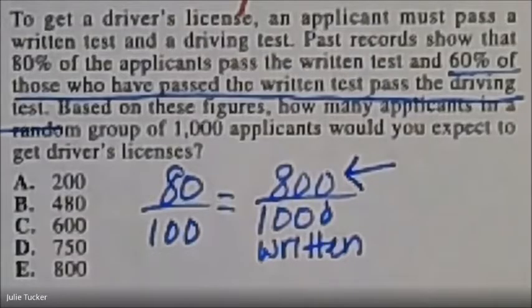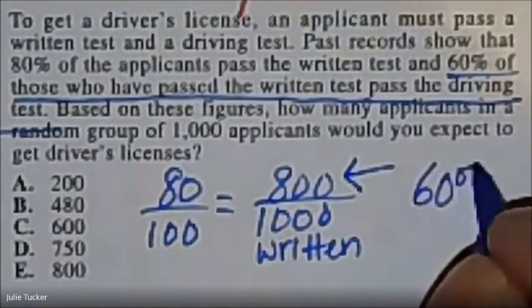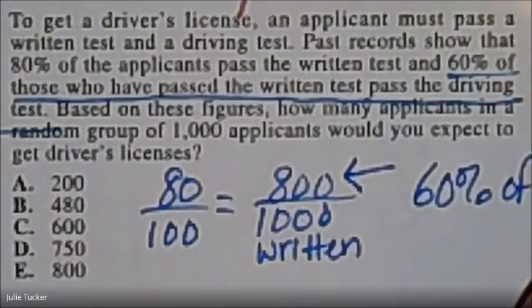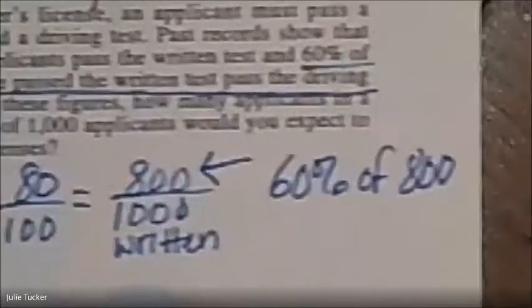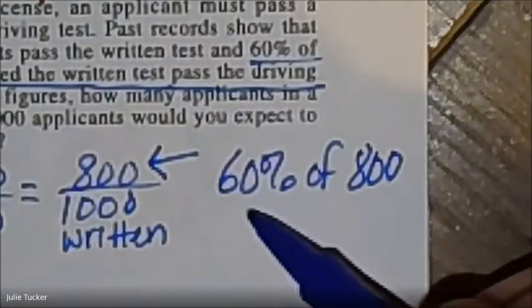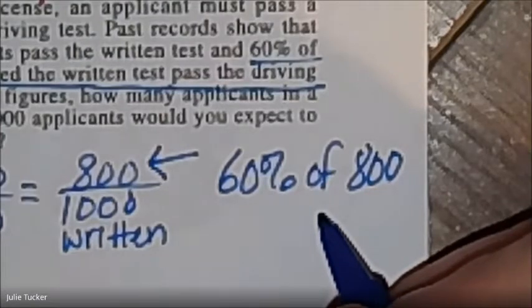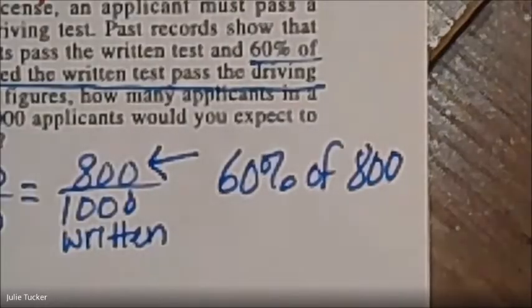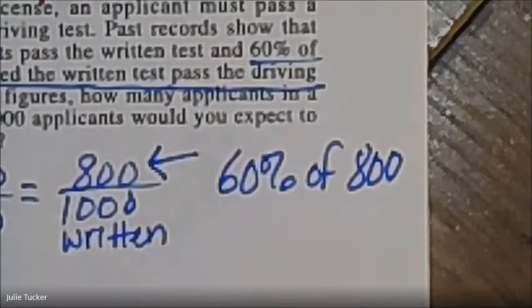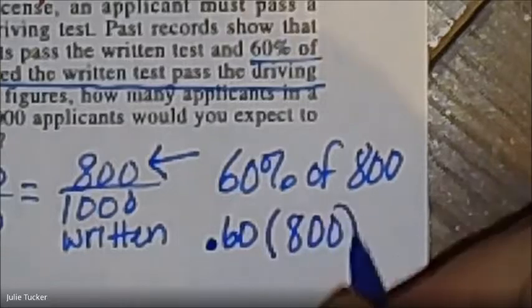No, you can't cross multiply. We need to know 60% of 800. So what we have to do is make a decimal out of this percent and then do times for of, because you always do times for of, and then 800. Yeah. So how do I write 60% as a decimal? Yeah. Good job. So we have to do 0.60 times 800.